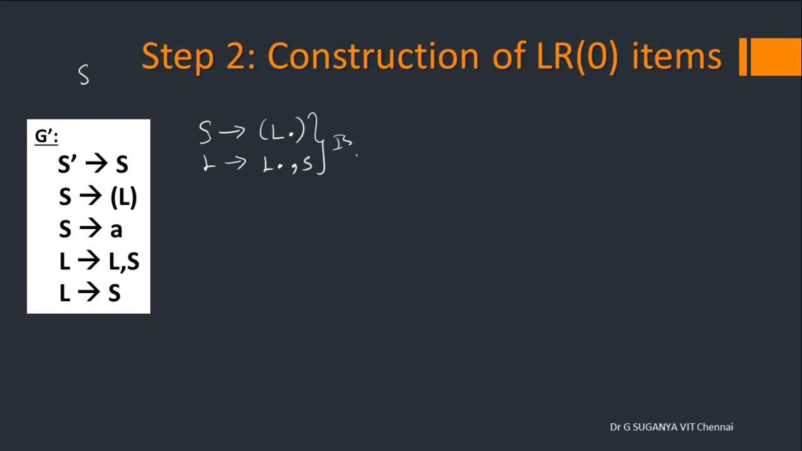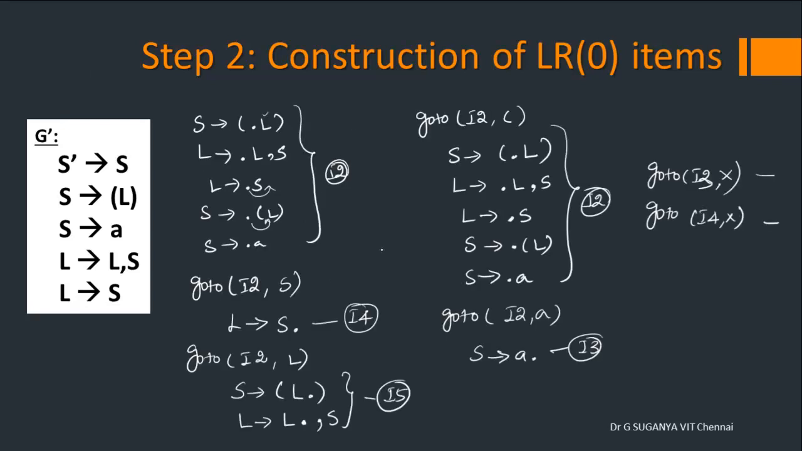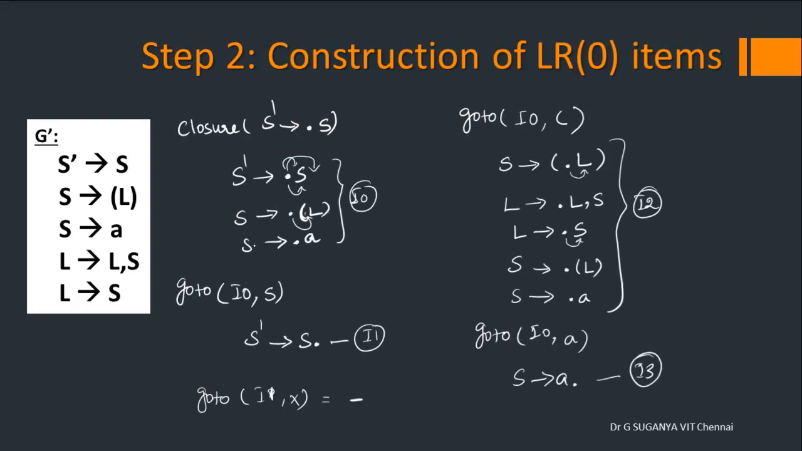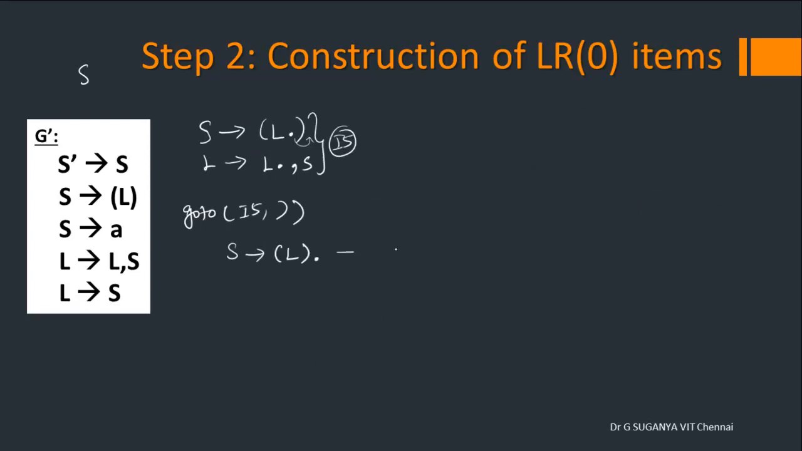So this is I5. Go to of I5, comma, closing bracket. So we can move the dot to the next position, showing the completion of that particular production. So this does not get mapped to anything else. It is the last item we have used, it is I5. So we can give a new name called I6.